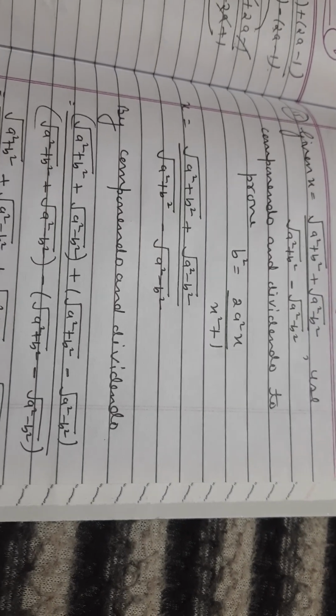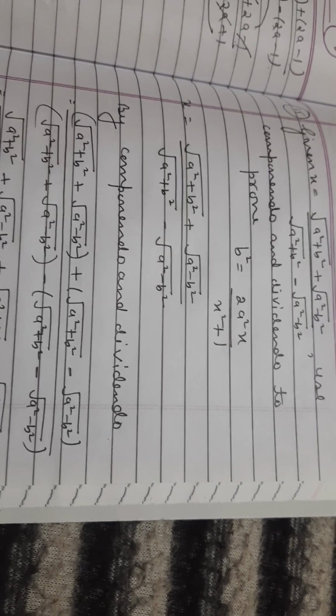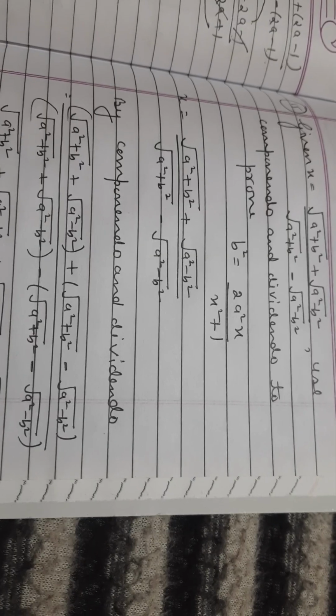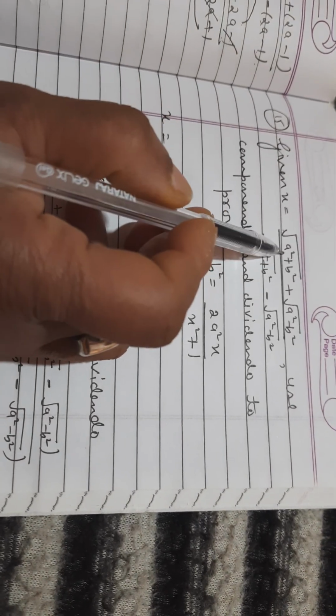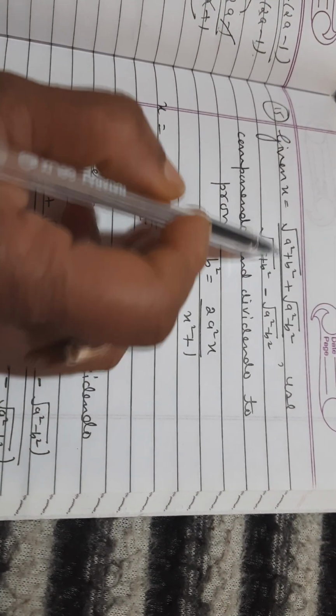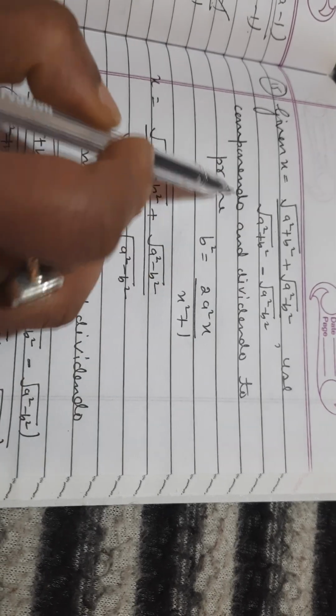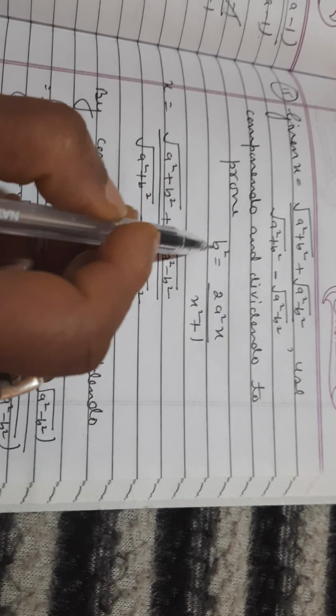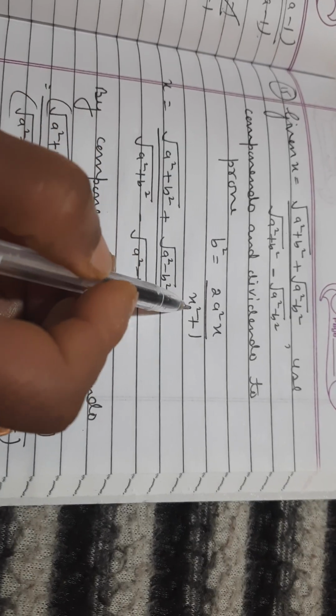Today I'm going to explain you question number 15 from exercise 6.3, ratio and proportion, and the question is: given x is equal to square root of a square plus b square plus square root of a square minus b square upon square root of a square plus b square minus square root of a square minus b square, using componendo and dividendo, prove that b square is equal to 2a square x upon x square plus 1.